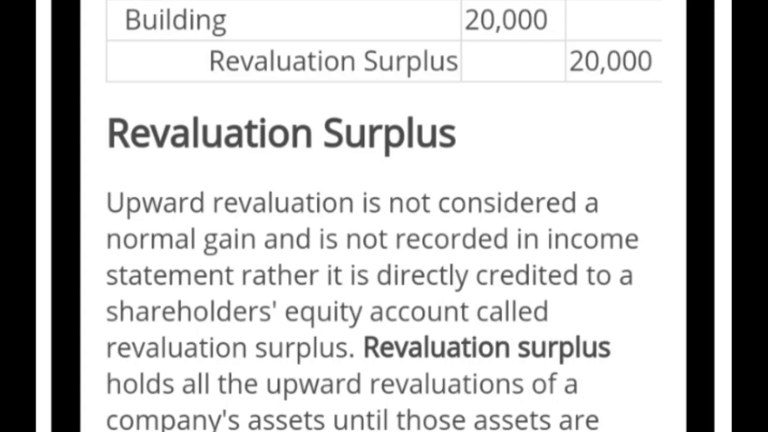Now let's read this out, that revaluation surplus. Upward revaluation is not considered a normal gain and is not recorded in the income statement. Rather, it is directly credited to the shareholders' equity, called the revaluation surplus. So revaluation surplus holds all the upward revaluations of the company's assets until those assets are disposed of. So revaluation surplus is a part of equity, and it shall debit the asset, it shall increase the asset, and it shall not be recorded as income in the income statement.